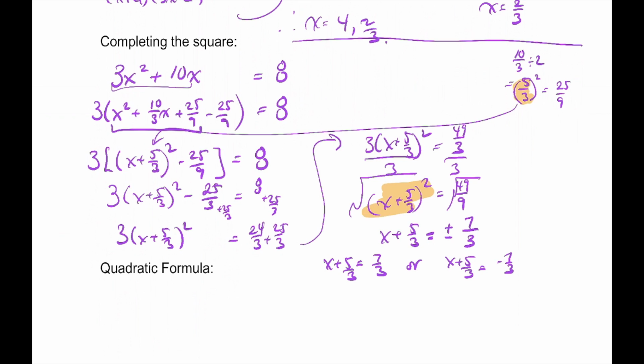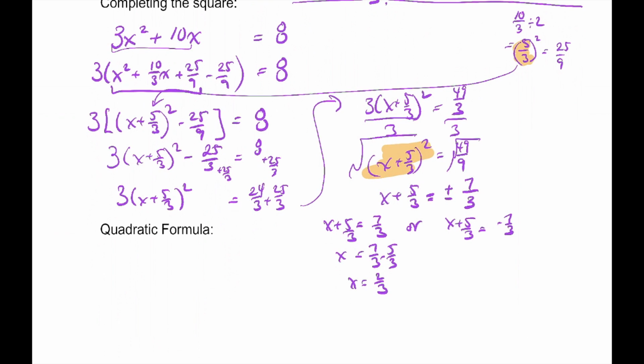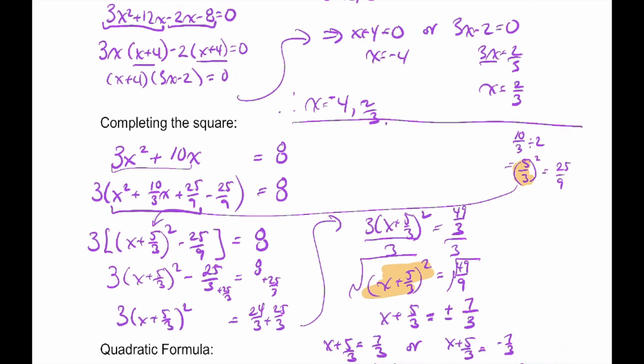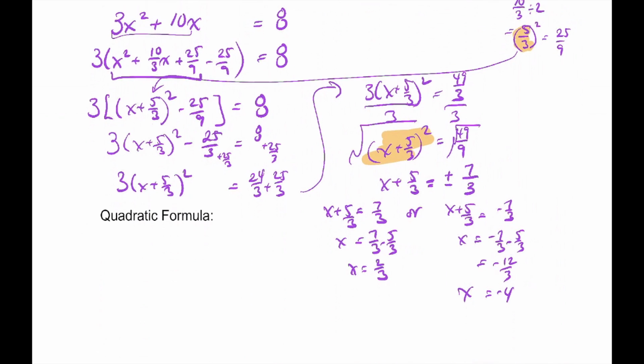So in this case, we're going to subtract 5 over 3 from both sides. So we get x is equal to 2/3. And on this side, we got x. We're going to subtract 5 over 3 from both sides. So minus 7 over 3 minus 5 over 3 is equal to minus 12 over 3, which is minus 4. And notice that this was the same answer, I forgot the negative over here, that we got when we factored: negative 4 and 2/3. So a little bit longer process.